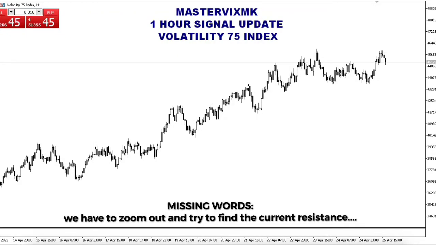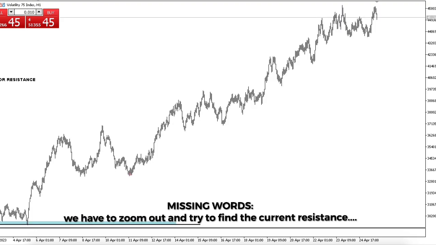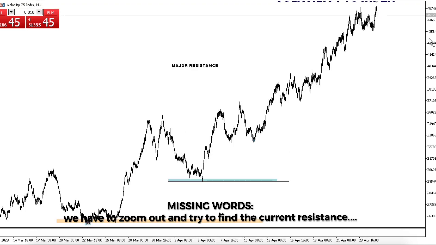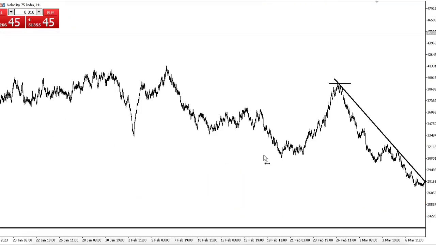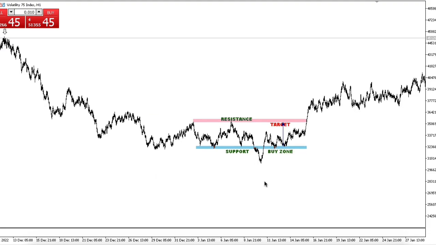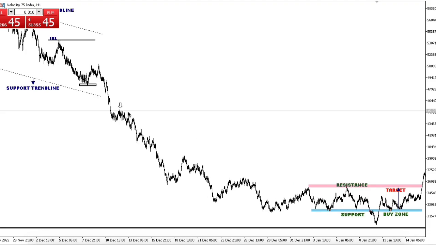And try to find a resistance, current resistance. As we check here, we have a flip zone right there where price broke support and it became resistance. So this is good enough information to get together.